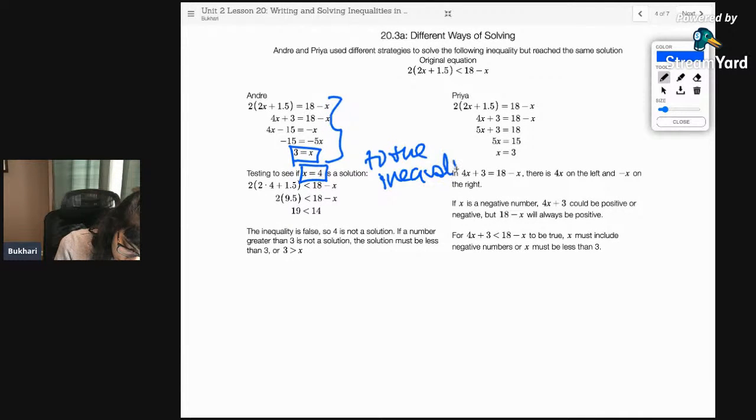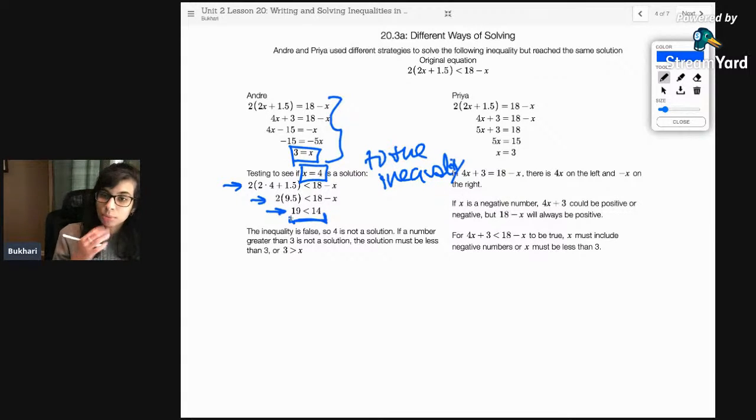So he substitutes it back into the equation, and he realizes that he gets the answer 19 is less than 14, which is not true. And so he knows in his solution set, X equals 4 is not in his solution set. And therefore, the solution must be less than 3. We know that X has to be less than 3.